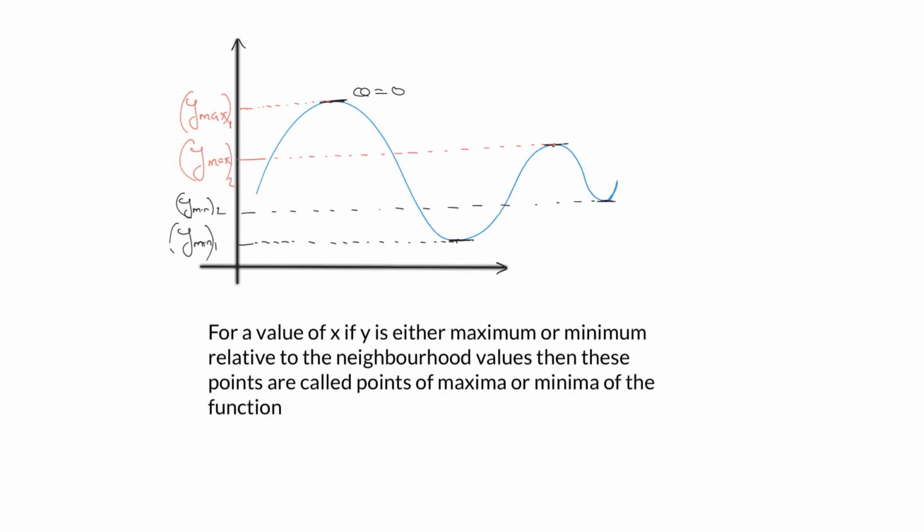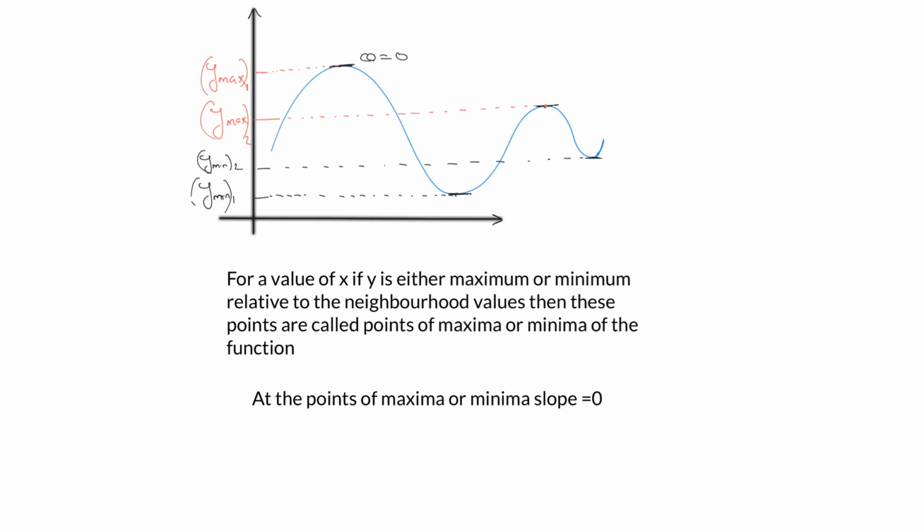For a value of x, if y is either maximum or minimum relative to the neighborhood values, then these points are called points of maxima or minima of the function. And remember that at the point of maxima or minima, the value of slope is equal to 0, or you can write the value of dy by dx is equal to 0.